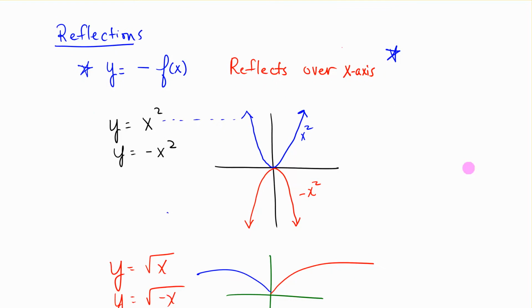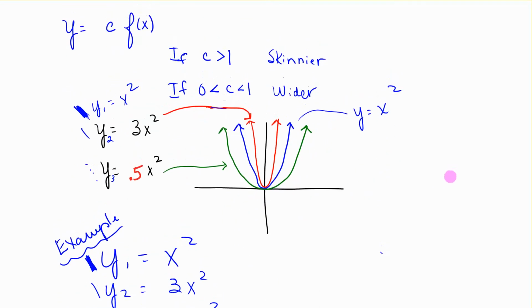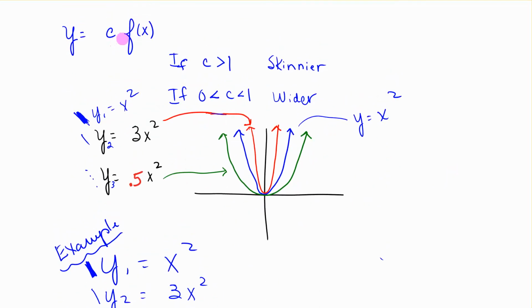Reflections. And really, I want you to focus on this one. Like we said at the beginning of the notes, if there is a minus in front of the x squared, it goes upside down, so it reflects over the x-axis. The only other thing: if there is a number, a constant, in front of the function, then if the number is bigger than 1, it makes it skinnier. If it is between 0 and 1, it makes it wider.